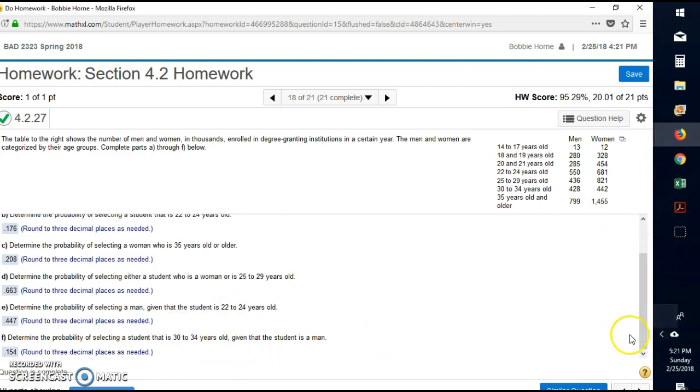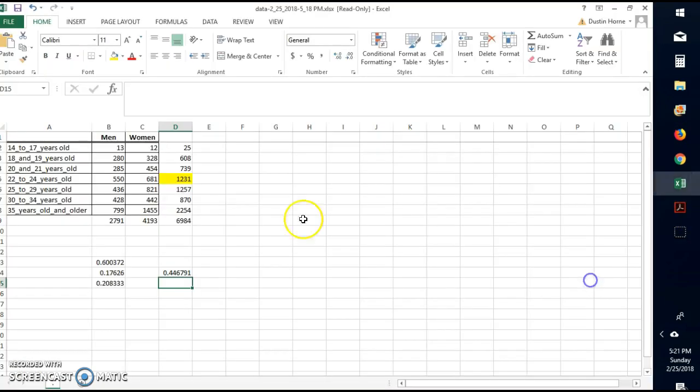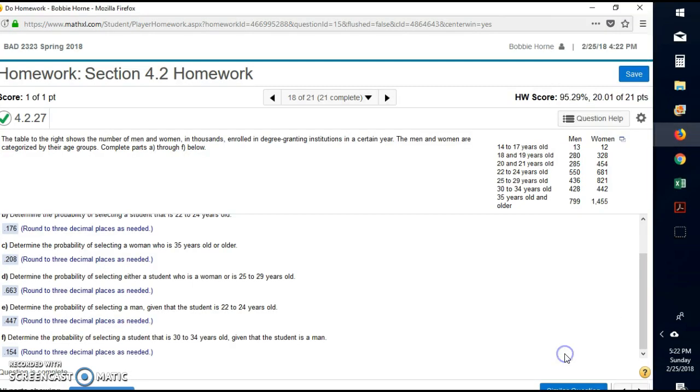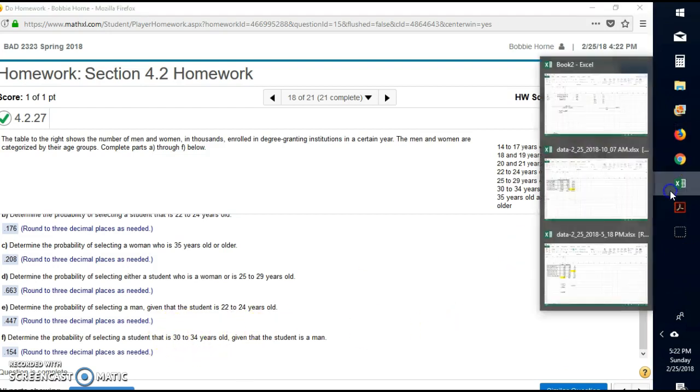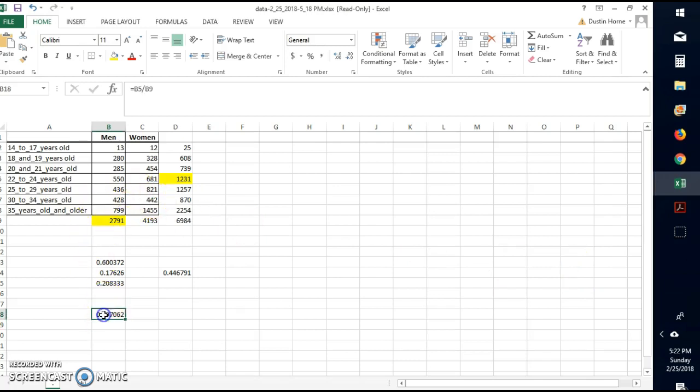So here on F, given that the student is a man, determine the probability of selecting a student that is 30 to 34 years old, given that the student is a man. So we only have to look at this total here. So here, 22 to 24 years old man, add a total men, and we get 0.197. Oh, I looked at the wrong one. 30 to 34 years old. So let me go back and fix that. 30 to 34 years old would not be B5. It would be this one, B7.